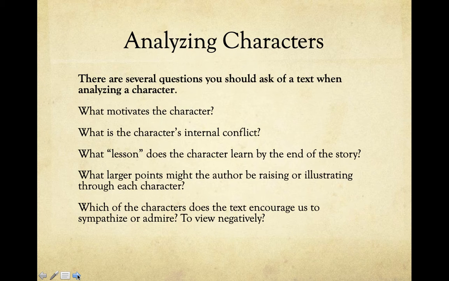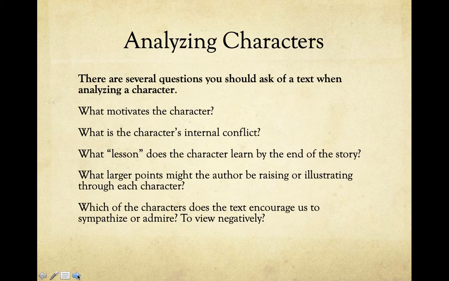How do we read a story like Recitatif, and we look at Twyla and Roberta and try to figure out what's going on in this story? What is the subtext? What is being revealed through the lives of these two women? So some of the questions we can ask a text are, what motivates the character or characters? What's the character's internal conflict? What lesson does the character learn by the end of the story? What larger points might the author be raising or illustrating through each character?